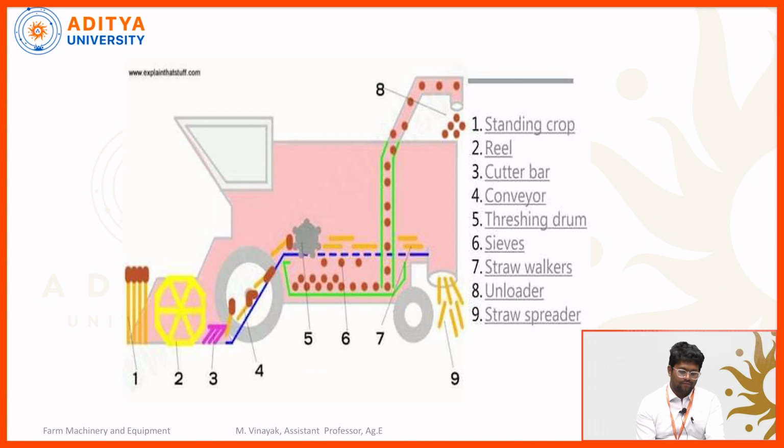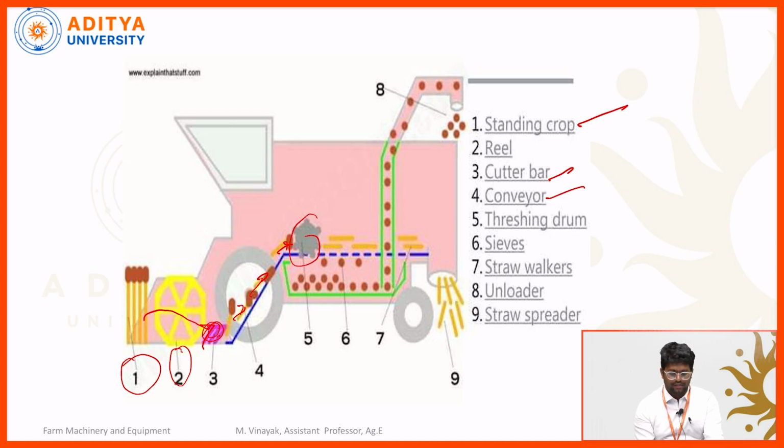Here we also have one more image regarding the functions of the combine harvester. Look at this. First one is the standing crop. By using the reel, the standing crop is guided towards the cutter bar. Third one is the cutter bar. Here the cutting operation will be carried out. Fourth one is the conveyor. After harvesting, the harvested material is conveyed towards the threshing drum.